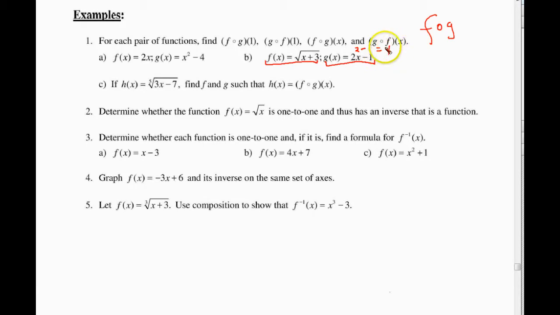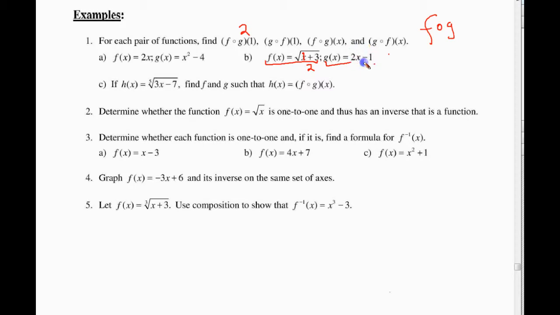We now take the value from our g function and bring it into our f function. So x is going to be 1. There's our 1 right there. 1 plus 3 is 4, and the square root of 4 is going to be 2. So for B, this is going to be a 2.